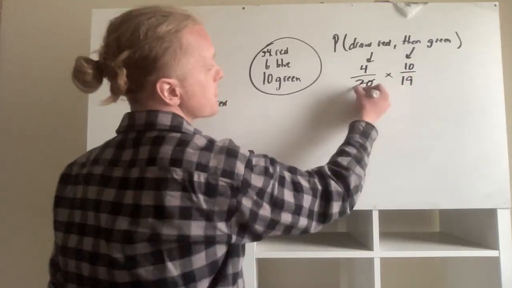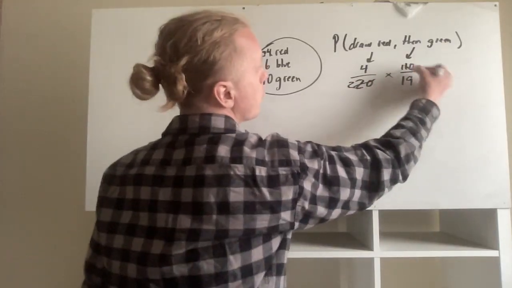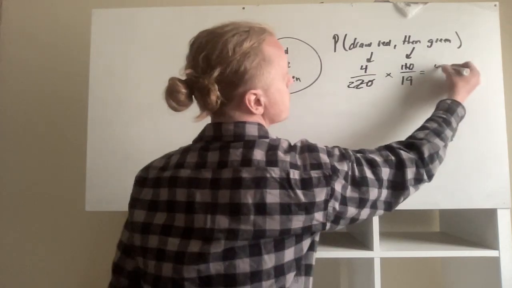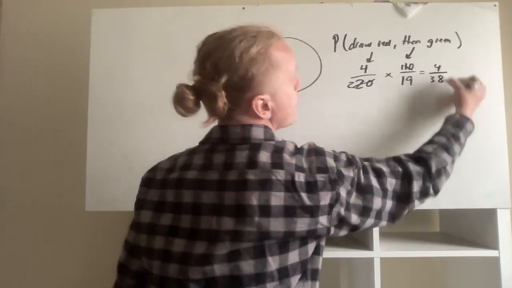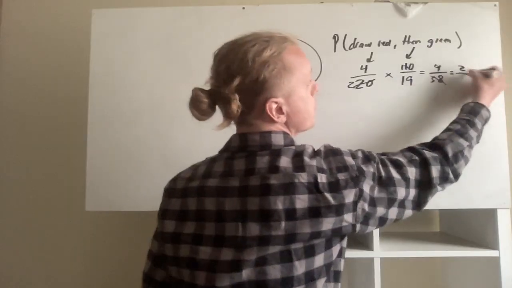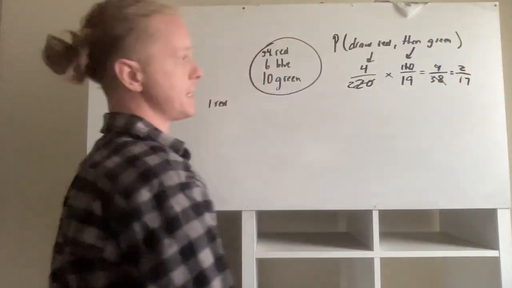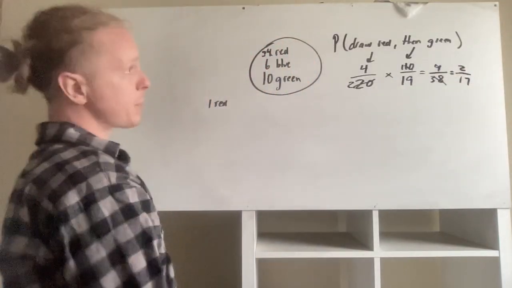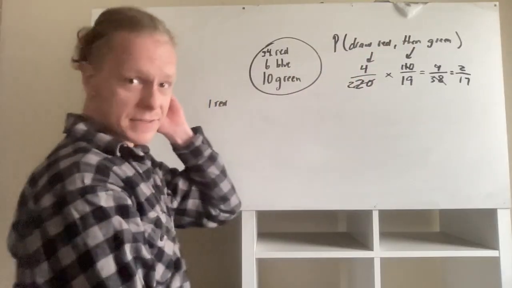Multiply, we can cross cancel. This becomes a 2 and a 1. This becomes 4/38, and we can simplify, divide by 2. We get 2/17. Okay, so that would be the probability that this happens.